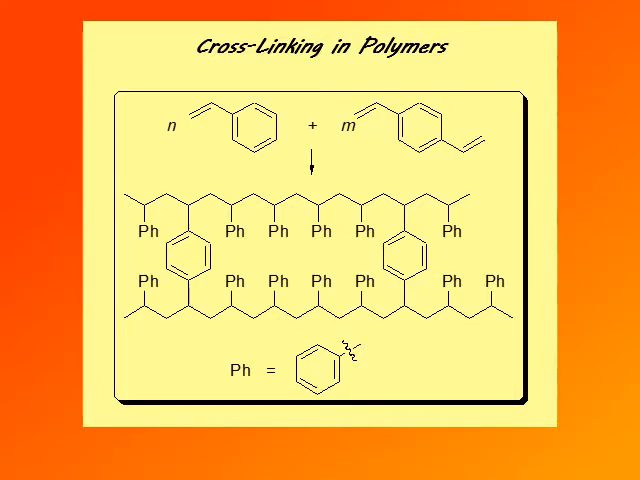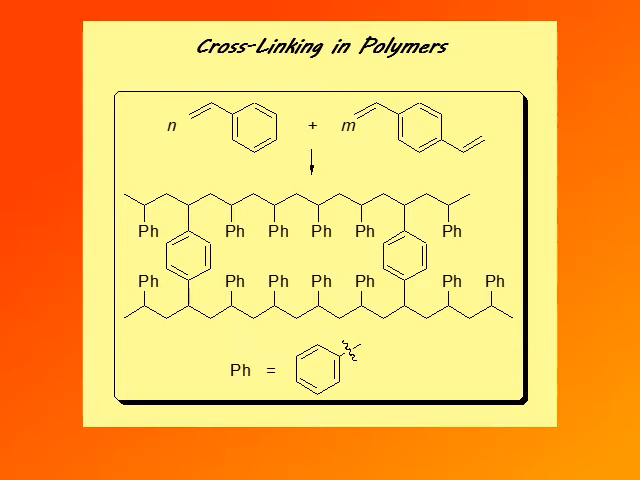Another important reaction in preparation of polymers is crosslinking. Crosslinking makes polymers much harder. That's because chains cannot slip past each other, so polymers become much harder, and their melting or softening point also becomes higher.